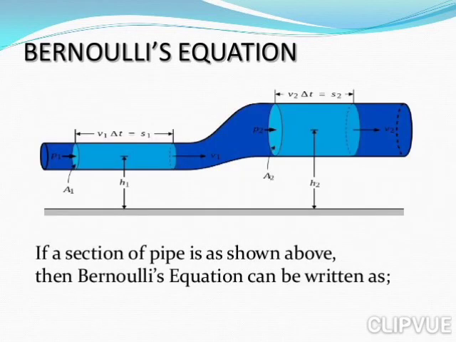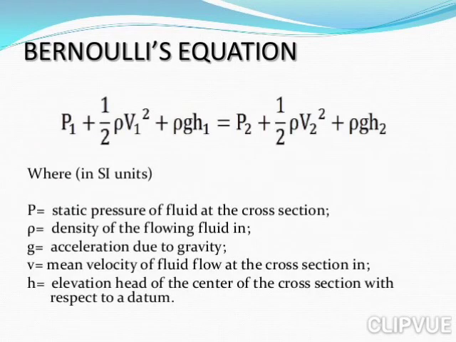In the given diagram, we can see a section of a particular pipe from where the Bernoulli's equation will be calculated. So here's the Bernoulli's equation: P1 plus half of rho V1 square plus rho g h1 is equal to P2 plus half of rho V2 square plus rho g h2.